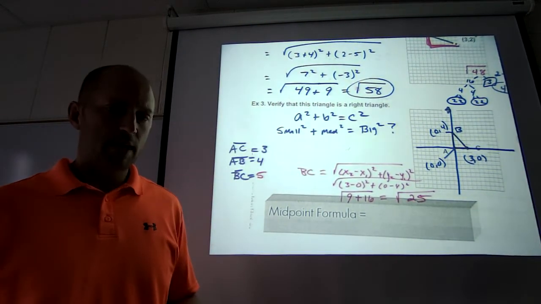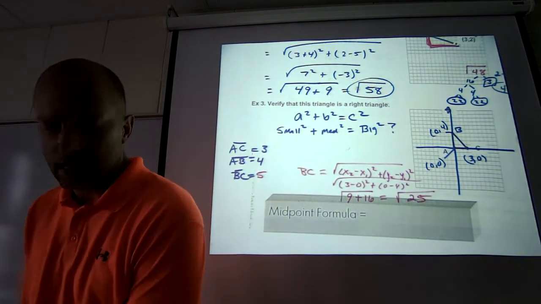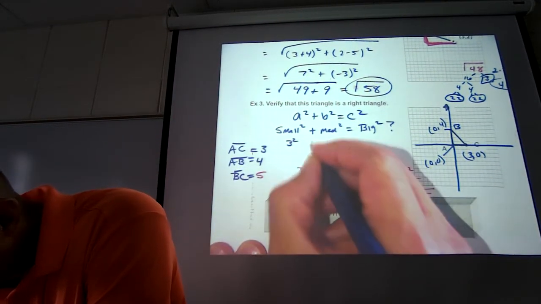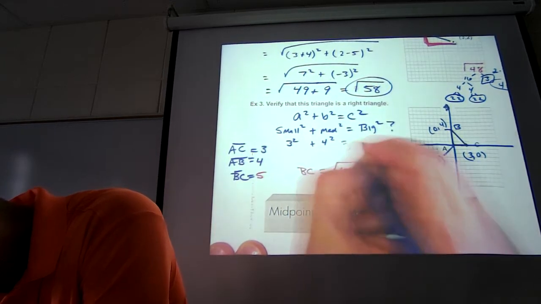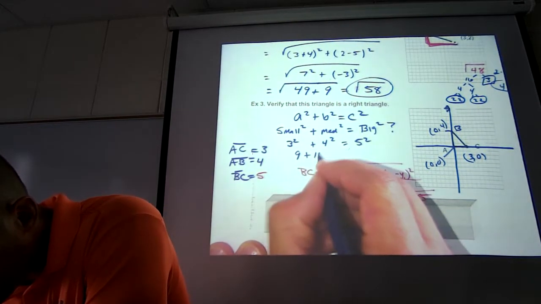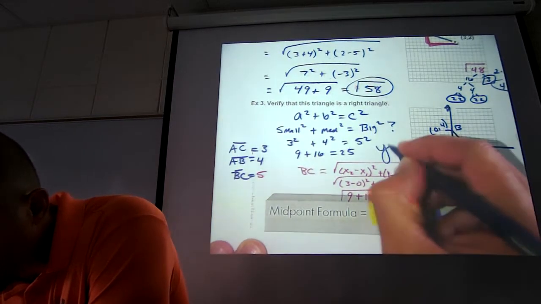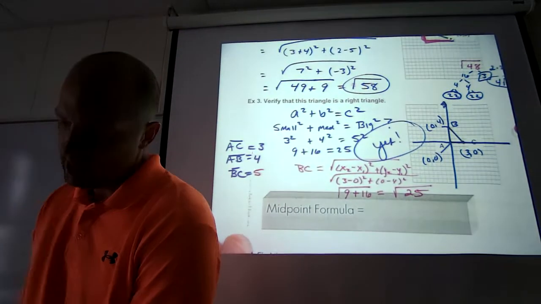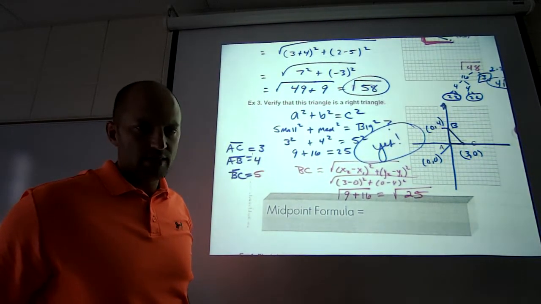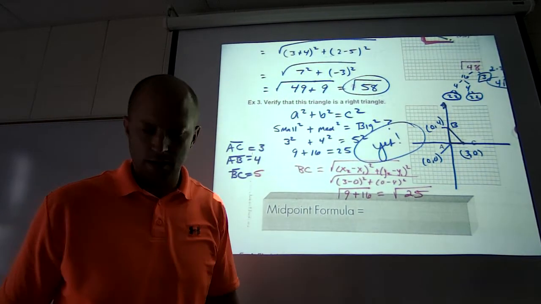So last but not least, we verify. We want to make sure the small one squared plus the medium one squared is the big guy squared. So pick the little guy. The little guy is 3. The medium guy is 4. And the big guy is 5. Is 9 plus 16 equal to 25? You betcha. So the answer is yes. This is a right triangle. If I go through the process and it doesn't equal the big guy squared, then the answer is no. It is not a right triangle.